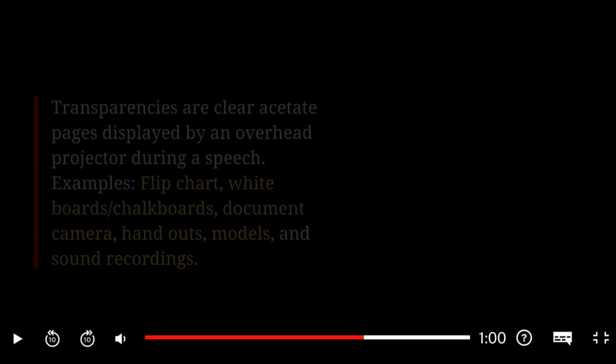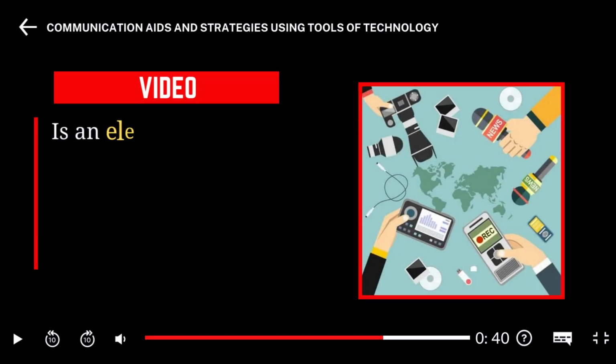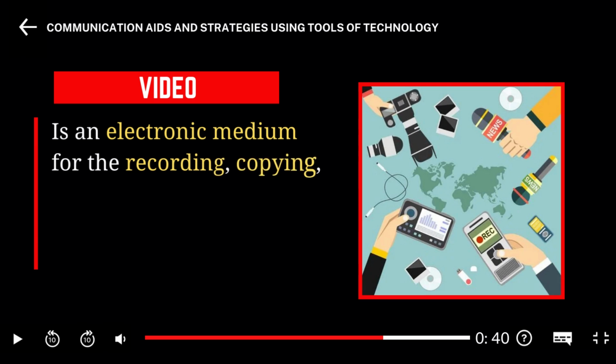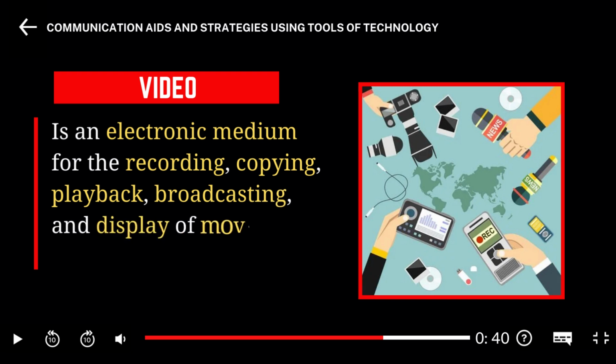The third one is the video. When we say video, it is an electronic medium for the recording, copying, playback, broadcasting, and display of moving visual media. So when we say video, it is an electronic communication in any form of communication that's broadcast, transmitted, stored, or viewed using electronic media such as computers, phones, email, and video, or any other format used to convey information to students through electronic means.